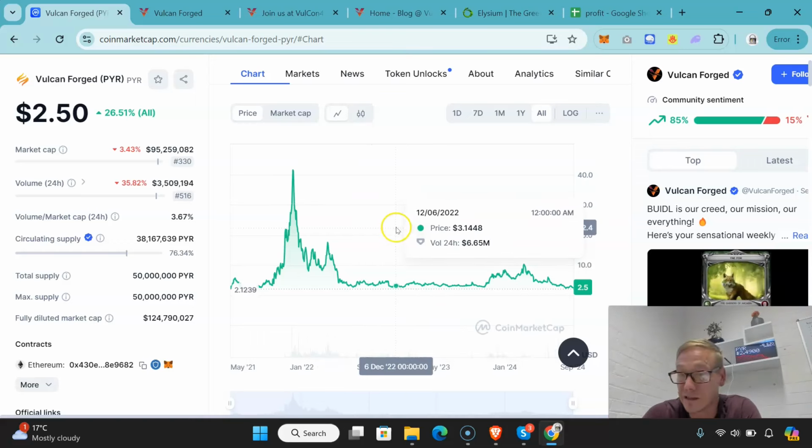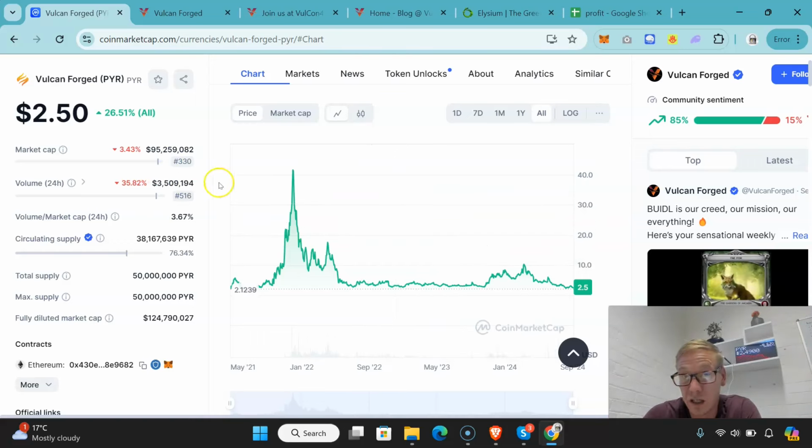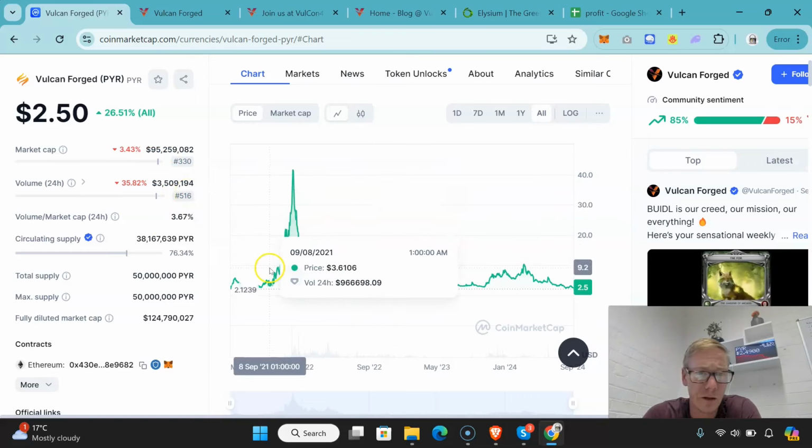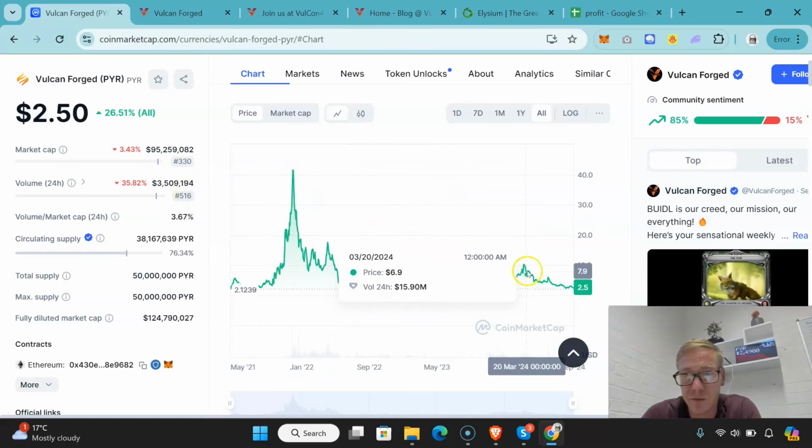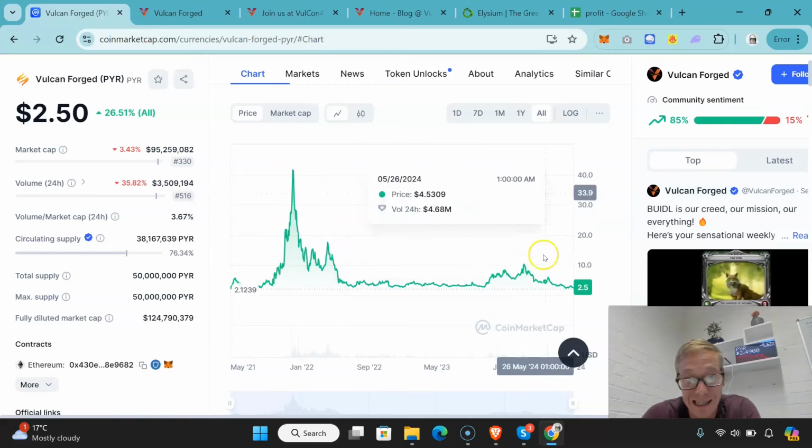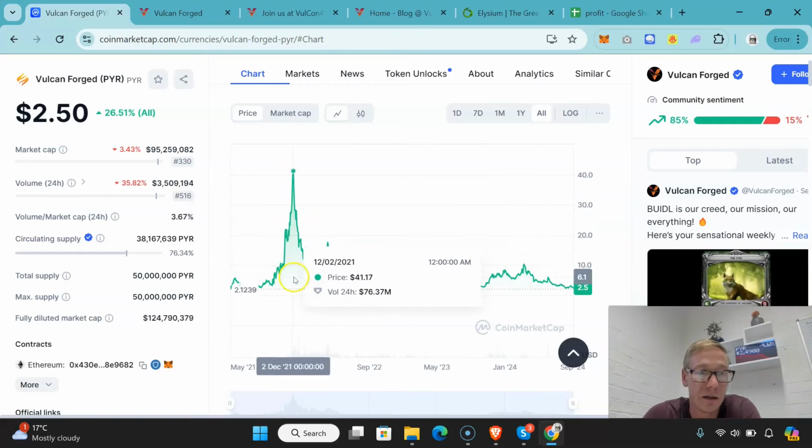They're going to have to do it based on volume. The volume right now is pretty weak, but I still think there's potential here. I think this can get back to $30.